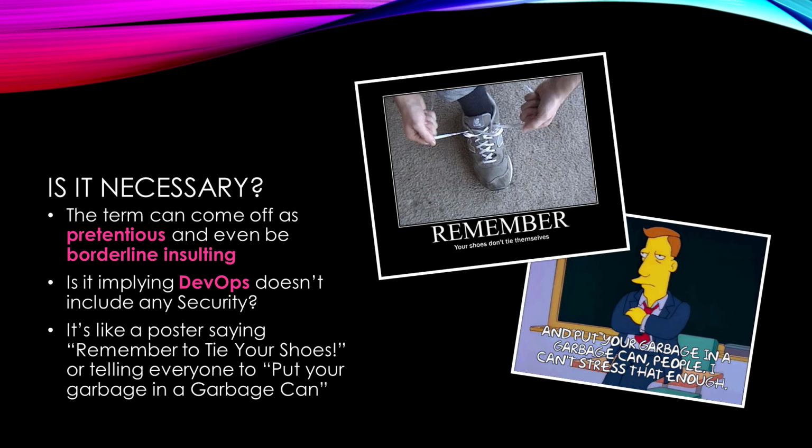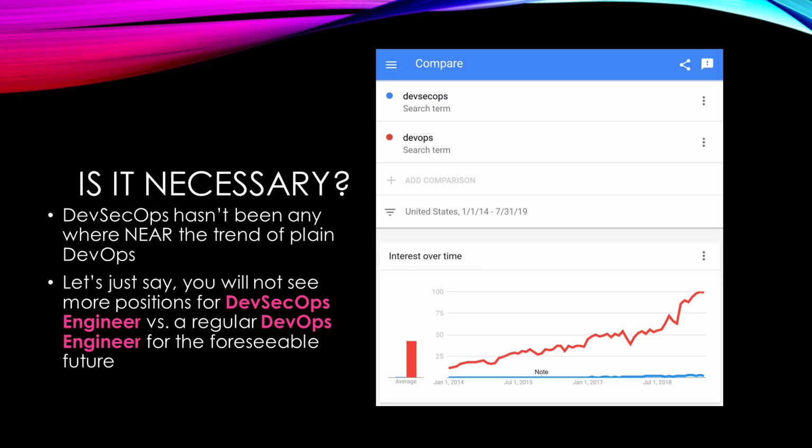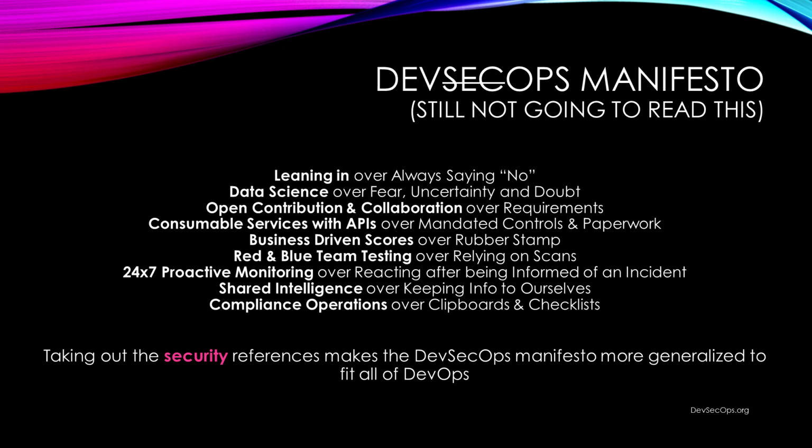Is it implying DevOps doesn't include any security? It's like a poster saying, remember to tie your shoes, or telling everyone to put your garbage in a garbage can. Also, DevSecOps hasn't been anywhere near the trend of plain DevOps. Let's just say you will not see a lot of positions for a DevSecOps engineer versus a regular DevOps engineer in the foreseeable future. So here's the fun exercise.